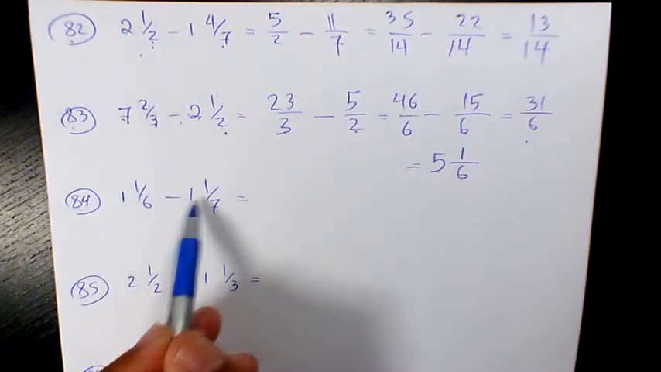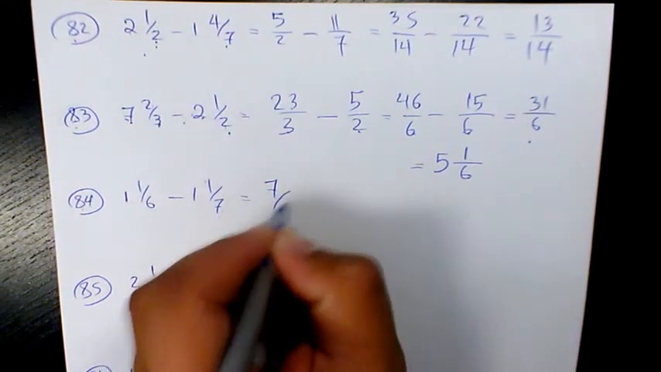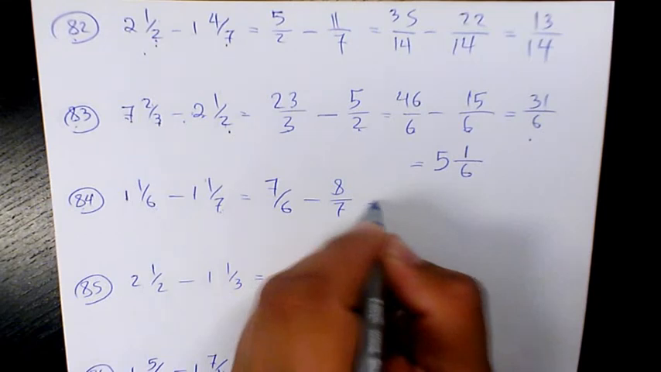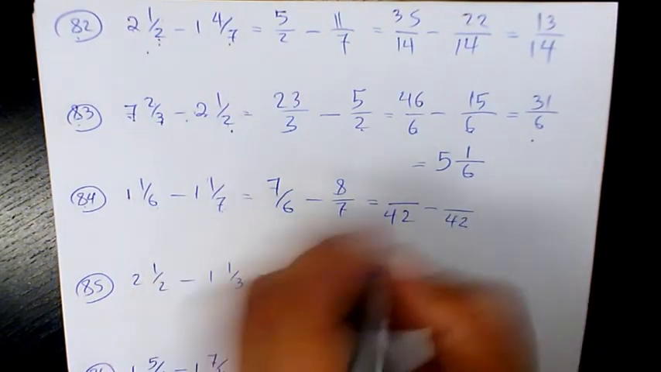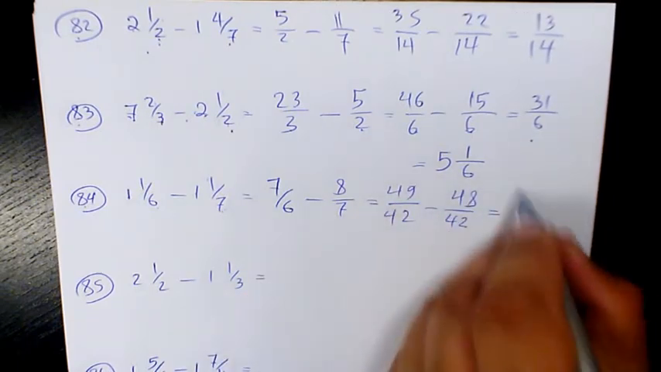1 over 6 minus 1 over 7. 1 times 6, 6 plus 1, 7 over 6. 1 times 7 plus 1 is going to be 8 over 7. So that's going to be 42, the common denominator. 7 times 7, 49. 8 times 6 is going to be 48. 49 minus 48 is 1 over 42.